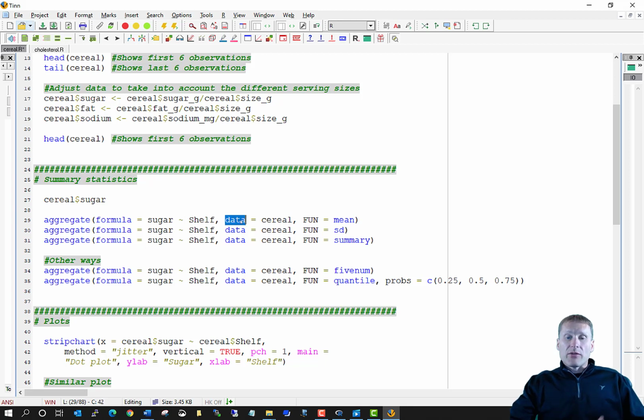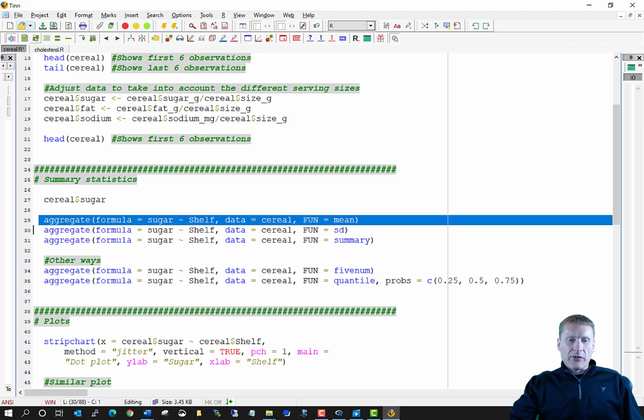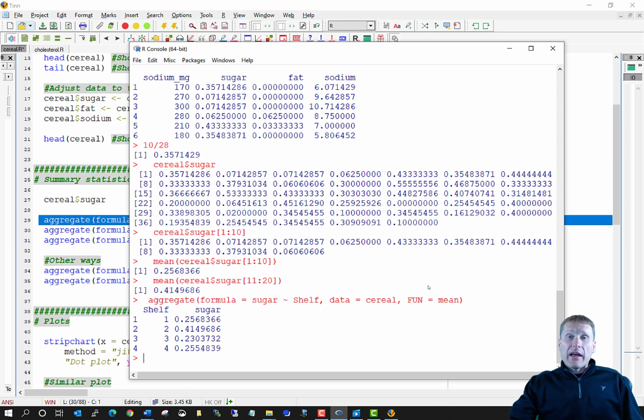My data set or data frame is cereal. And how do I want to summarize all the variable values? Well, I want to have some FUN, and I want to summarize them by the mean. So FUN corresponds to function. If I go ahead and do that, we can see that now I have the mean values by shelf.